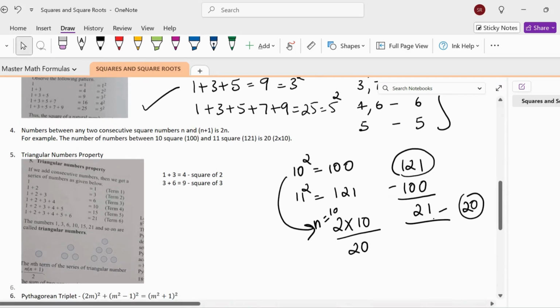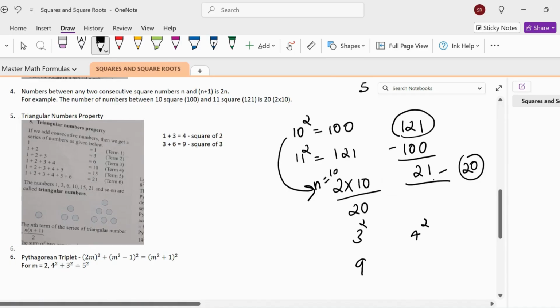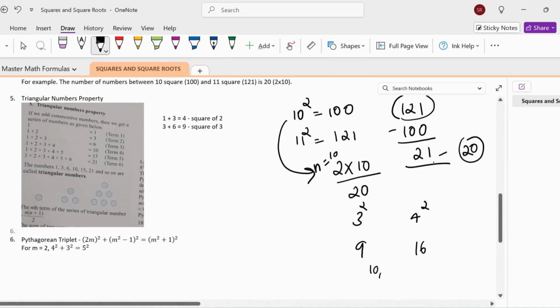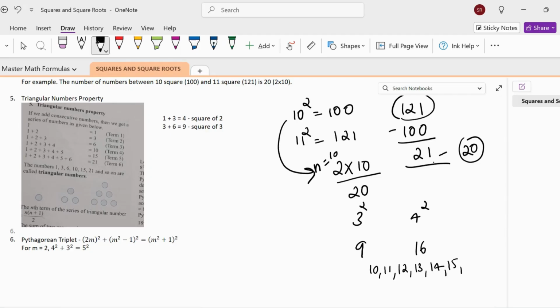We will take another example. Say 3 squared and 4 squared. 3 squared is 9 and 4 square is 16. Between 9 and 16 there is 10, 11, 12, 13, 14, 15 and not to include 16. 1, 2, 3, 4, 5, 6. Now how will you get this number 6? This is your n. 2 into n, which is equal to 6. So there are 6 numbers between 3 square and 4 square.